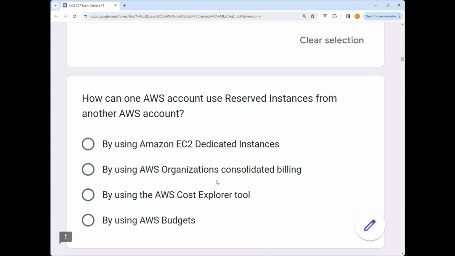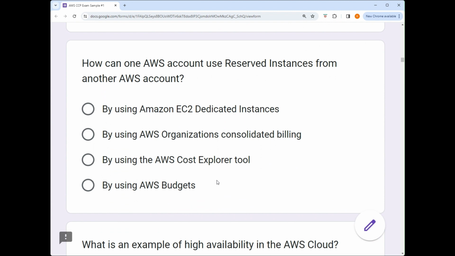How can one AWS account use reserved instances from another AWS account? By using Amazon EC2 dedicated instances. By using AWS Organizations Consolidated Billing. By using the AWS Cost Explorer tool. By using AWS Budgets. Correct answer: By using AWS Organizations Consolidated Billing.